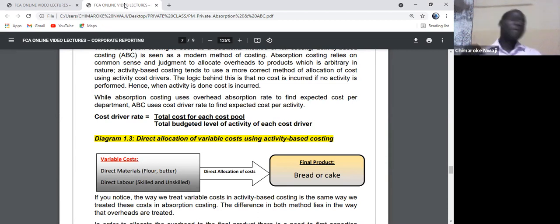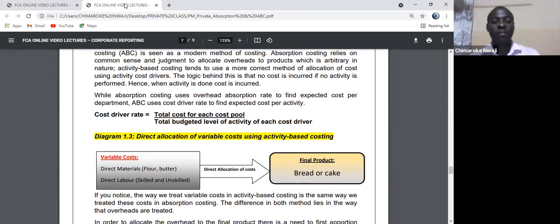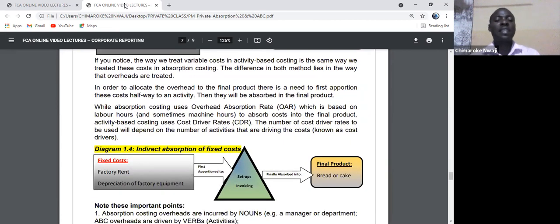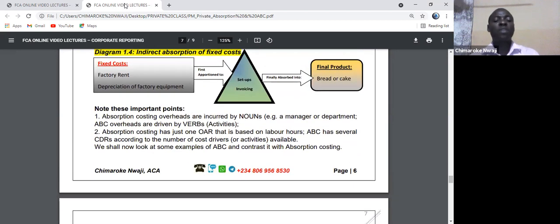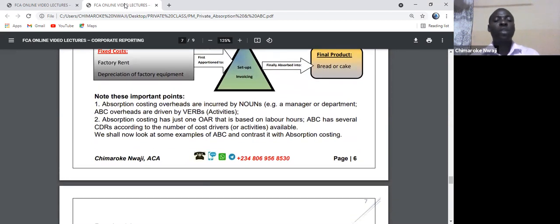So if there are 5 cost pools, you have to find 5 cost driver rates. But in absorption costing, you just find 1 overhead absorption rate. And so that lies the difference. So look at some important points to note in absorption costing and activity-based costing.